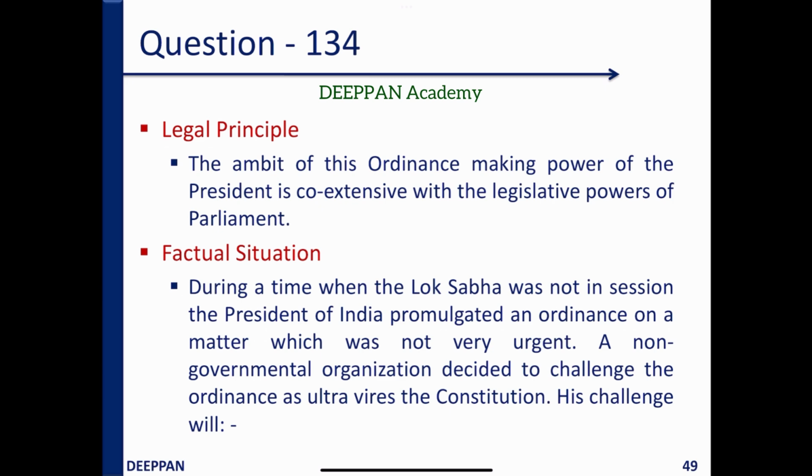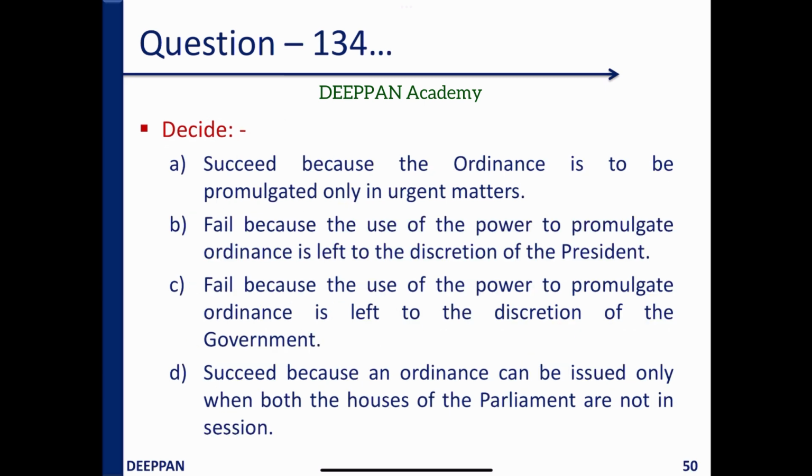Legal principle: the ambit of the ordinance making power of the President is coextensive with the legislative powers of Parliament. Factual situation: during a time when the Lok Sabha was not in session, the President of India promulgated an ordinance on a matter which was not very urgent. A non-governmental organization decided to challenge the ordinance as ultra vires the Constitution. His challenge will fail because the use of the power to promulgate ordinance is left to the discretion of the President.